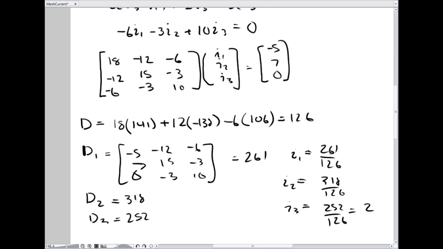So that one reduces. I don't know about the other ones. I could check them. So what was the first one? 261 over 126. Nope, that one is like a 7 or something, so that one doesn't reduce well.